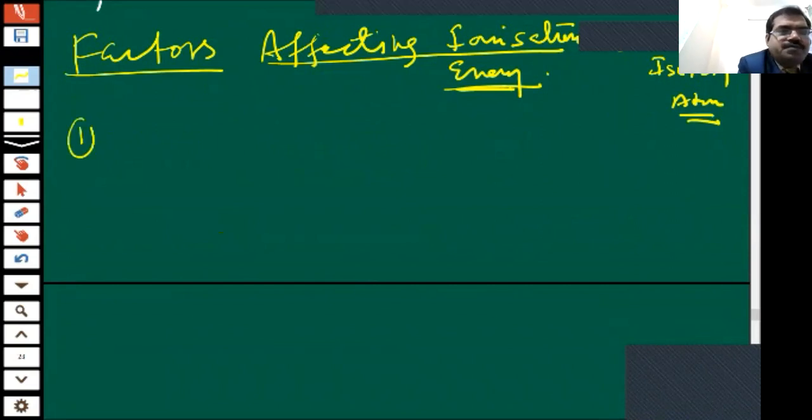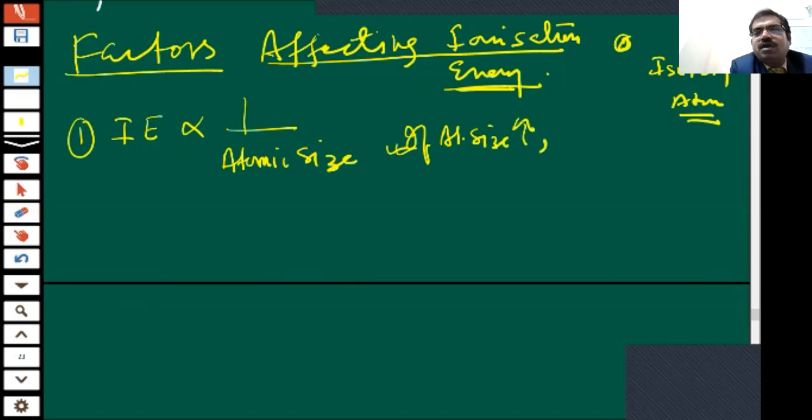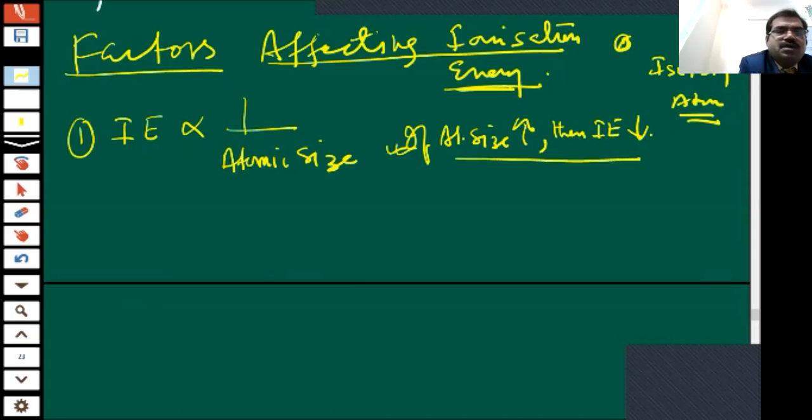First of all, ionization energy is inversely proportional to atomic size. What did you understand? What does it mean? If atomic size increases, then ionization energy will decrease. It means like this.